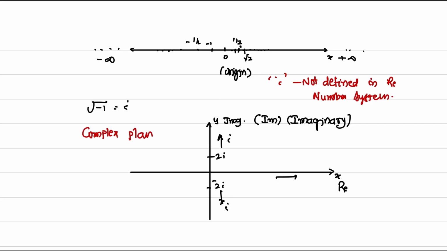Because it consists of two sets of numbers, it has both a real component and an imaginary component. For example, if I take a point P here, with this value let me say 3 and this value let me say 3i, then P will have coordinates (3, 3), where 3 on the x-axis is real and 3 on the y-axis is imaginary.